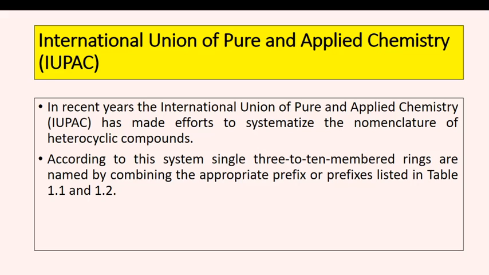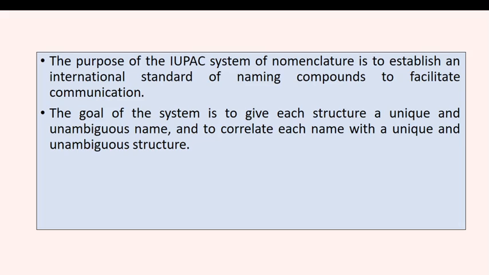heterocyclic compounds. According to this system, single 3 to 10 membered rings are named by combining the appropriate prefix or suffixes listed in table 1.1 and 1.2. So IUPAC nomenclature is used for naming heterocyclic compounds. The purpose of the IUPAC system of nomenclature is to establish an international standard of naming compounds to facilitate communication. The goal of the system is to give each structure a unique and unambiguous name and to correlate each name with a unique and unambiguous structure.